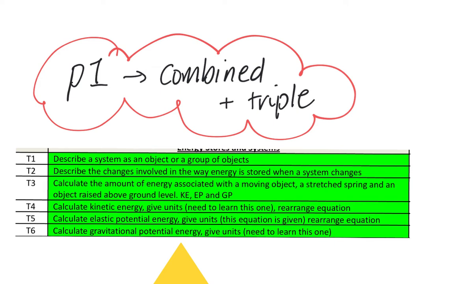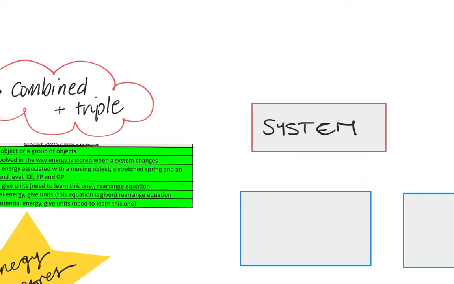Now, these sections are highlighted green, as in the triple syllabus, these are the main areas of focus for the 2022 exams. However, it is still relevant to those of you who are studying for exams past that and on the combined syllabus. So let's start with what is a system.